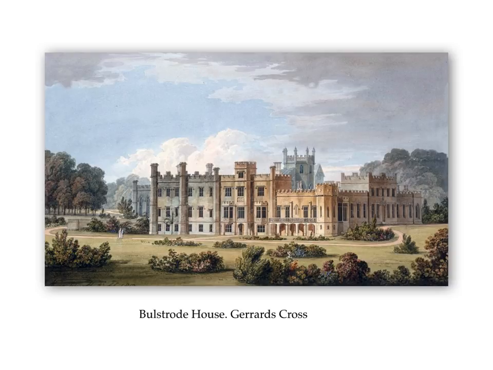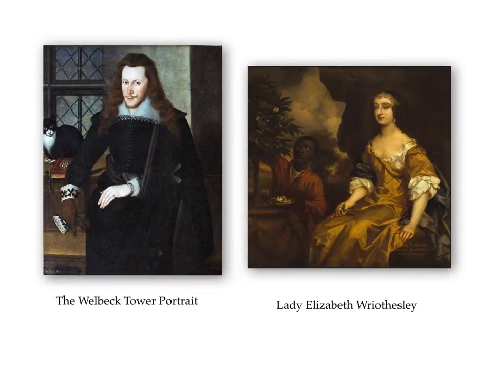It's unclear when the portrait was moved to Welbeck Abbey, but the house was sold by the 4th Earl of Portland in 1811. In summary then, the Welbeck portrait came down the family line from Lady Elizabeth Wriothesley, eldest daughter of the 4th Earl. So what of the other portrait?